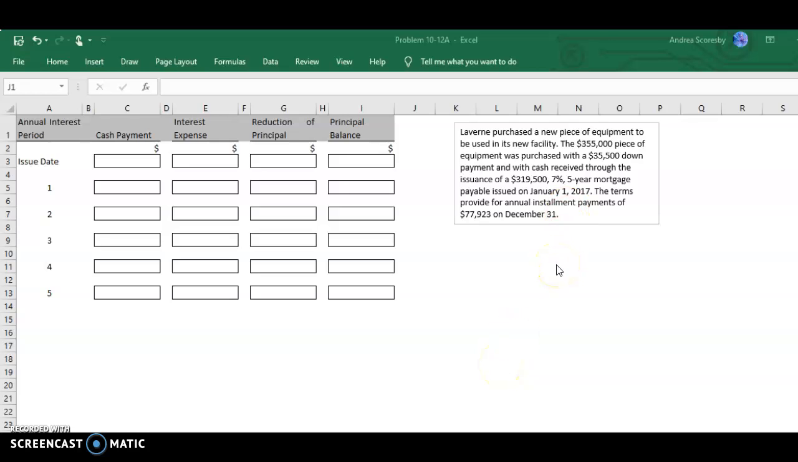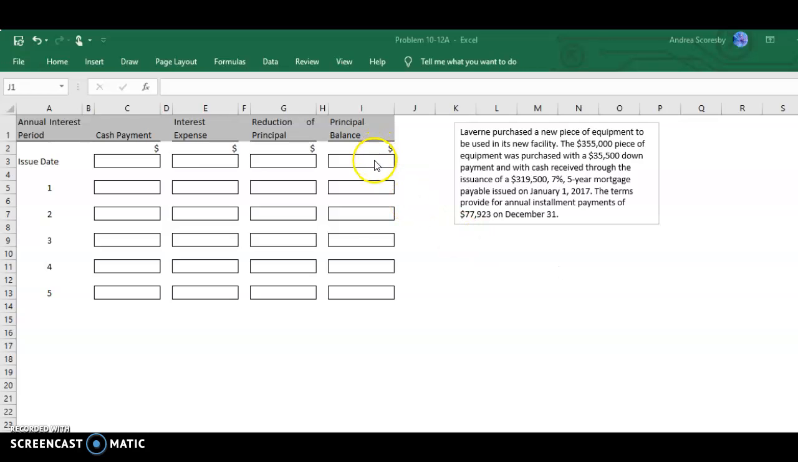Laverne purchased a new piece of equipment to be used in its new facility. The $355,000 piece of equipment was purchased with a $35,500 down payment and with cash received through the issuance of a $319,500 7% 5-year mortgage payable issued on January 1st, 2017. The terms provide for annual installment payments of $77,923 on December 31st.